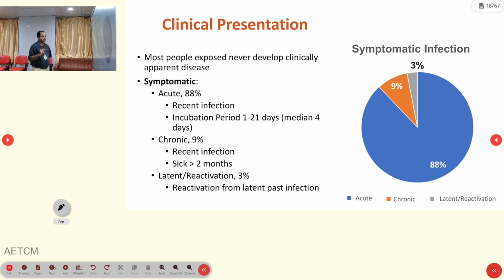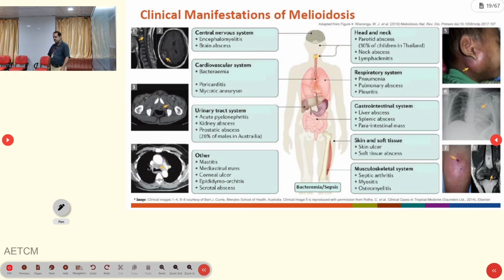So clinical presentation, it could be acute, chronic or reactivation. Most of them are acute, 88% of them are acute, only 9% are chronic and 3% are reactivation. So this is a clinical presentation. As I said, it can infect any part of the body, anywhere. But most common presentation is abscess.